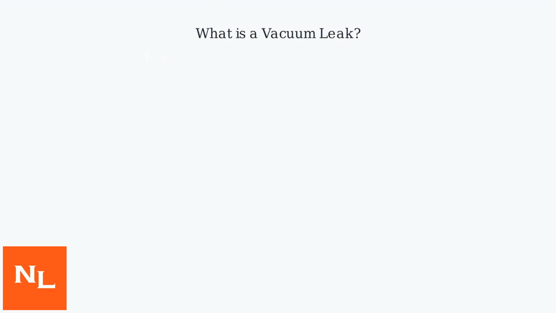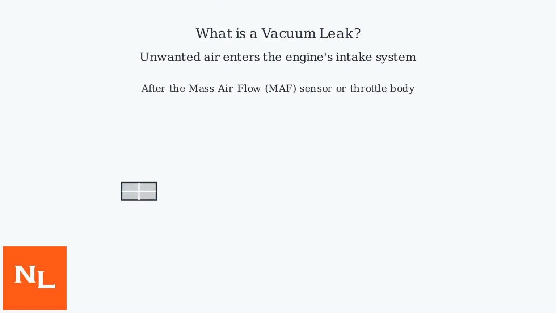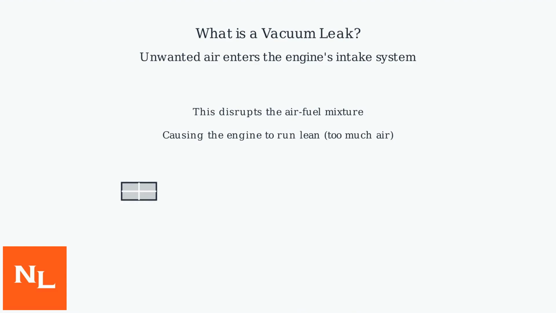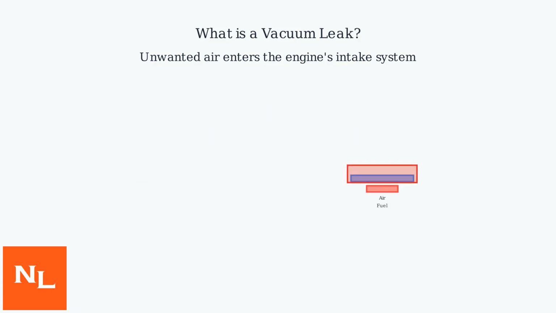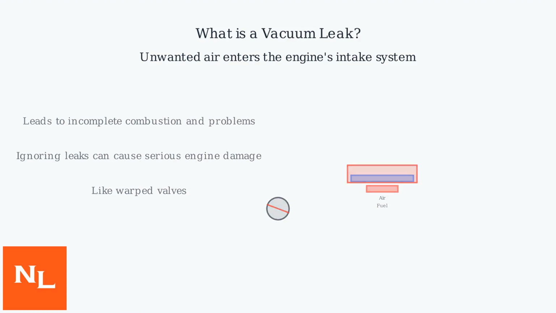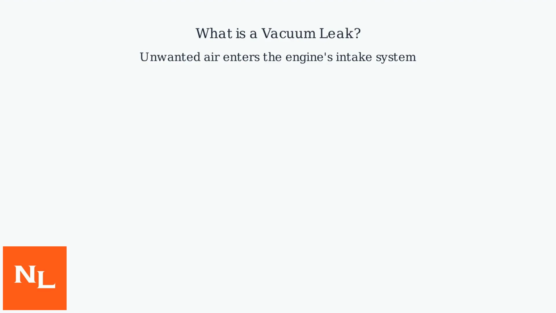A vacuum leak happens when unwanted air enters your engine's intake system after the mass airflow sensor or throttle body. This messes up the air-fuel mixture, causing your engine to run lean with too much air. This can lead to incomplete combustion and other problems. Ignoring leaks can lead to serious engine damage like warped valves.